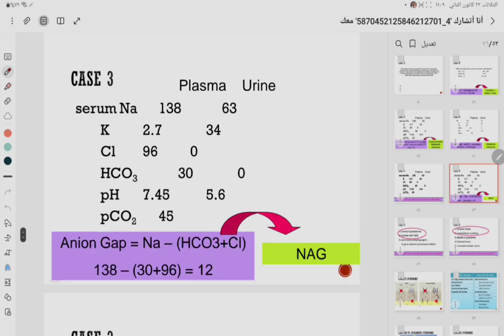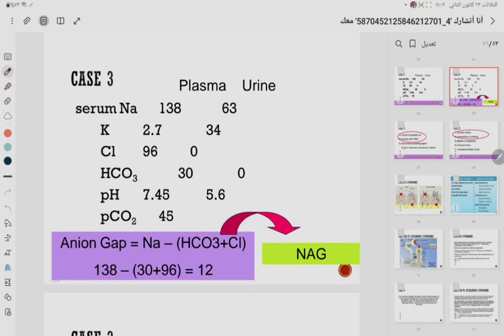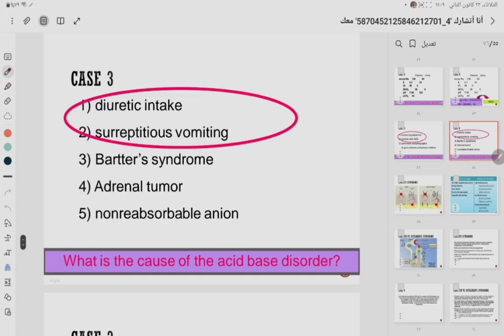Next. Anion gap, normal anion gap. We do not usually measure it in metabolic alkalosis, but they measure it. What's the cause of the acid-base disorder? What do you think? Metabolic alkalosis, compensated, in this lady. The cause is diuretic intake or surreptitious vomiting.